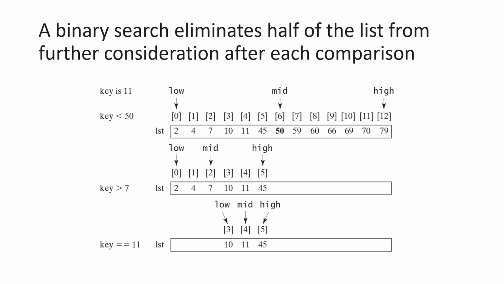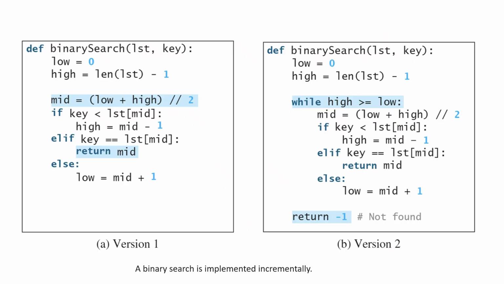So the 11 is also present in the list. Suppose the key is greater than 7, then we go only to the second half. Now the ordered elements are 2, 4, 7, 10, 11, 45. Now we want to check whether the element 7 is in that list or not. So we have to go for the second half of the part, because the key value is greater than 7, and the next key value is equal to 11. Like that we may go on searching in the binary search.